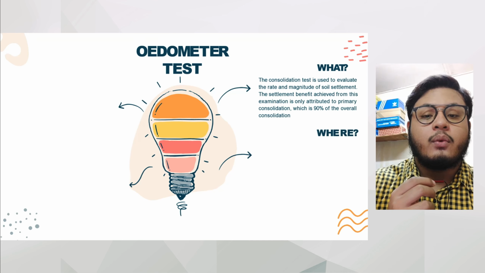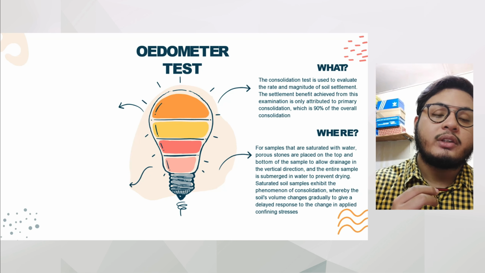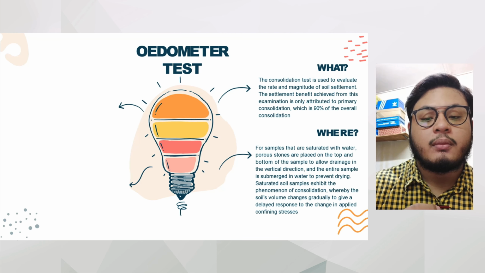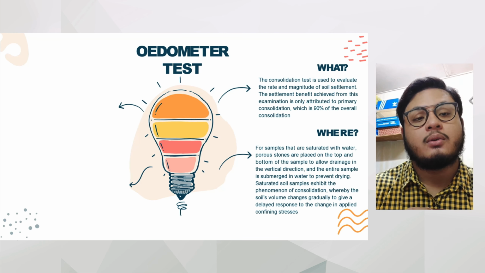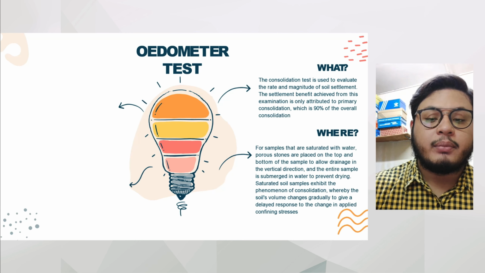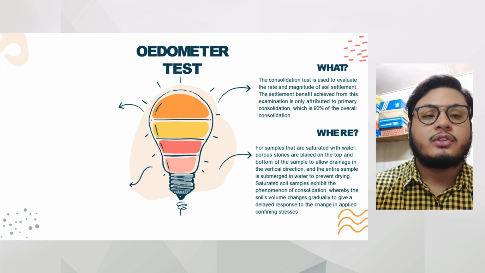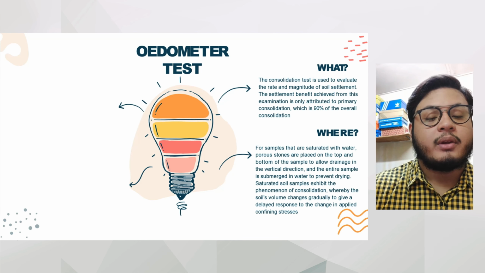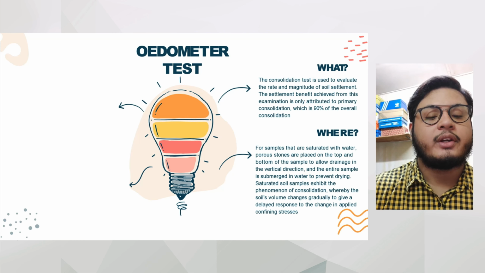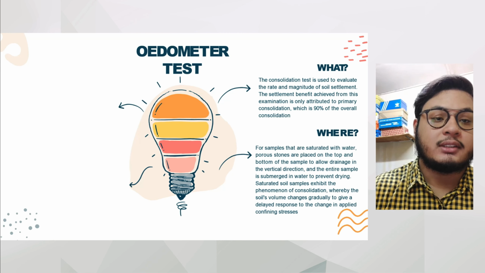And now, where do we usually do this oedometer test? For samples that are saturated with water, porous stones are placed on the top and bottom of the sample to allow drainage in the vertical direction. And the entire sample is submerged in water to prevent drying. Saturated soil samples exhibit the phenomenon of consolidation, whereby the soil's volume changes gradually to give a delayed response to the change in applied confining stresses.